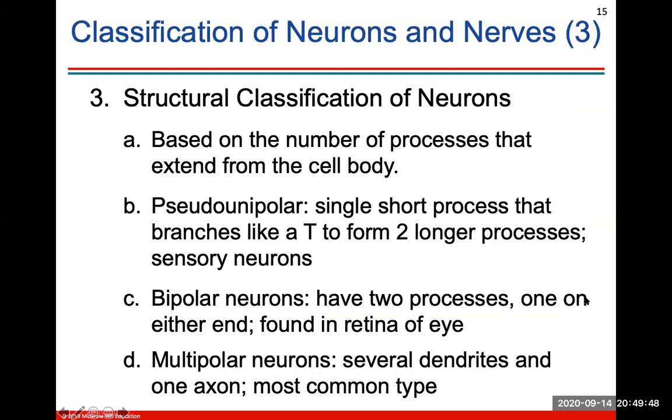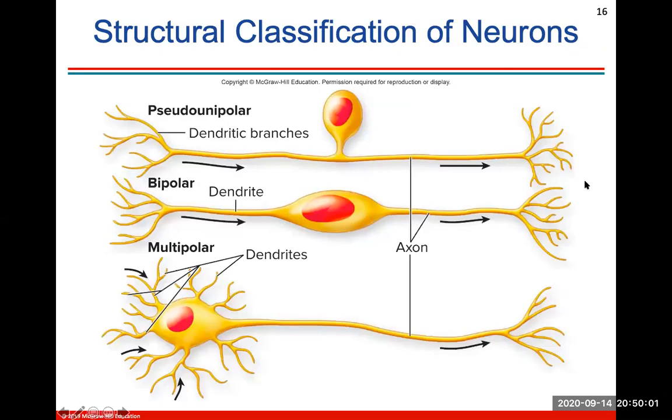Structural classification of neurons. They can be pseudo-unipolar, bipolar, or multipolar, and that has to do with the number of processes that are on each end. And this is a look at the different structural classifications of neurons.